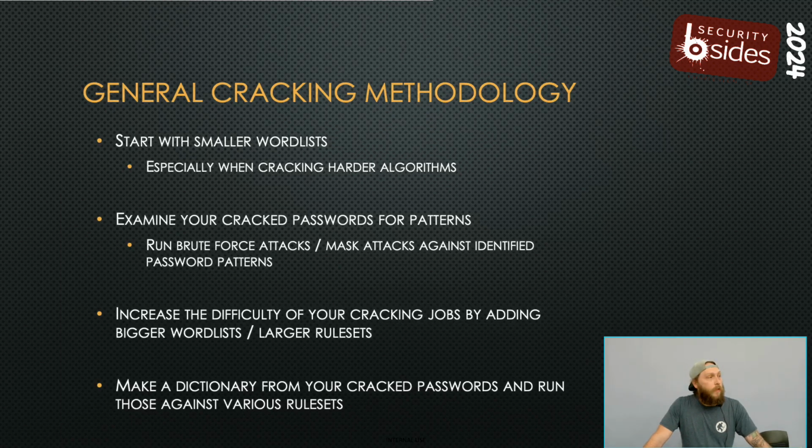Next, you want to increase the difficulty of your jobs. Start using larger word lists. Start using more complex rule sets. The most common rule set out there right now is One Rule to Rule Them Still. It is a Redux. It's about 52,000 rules. It takes the top 10 to 15% performing rules from a bunch of different well-known rule sets, combines them into one, and it's relatively efficient.